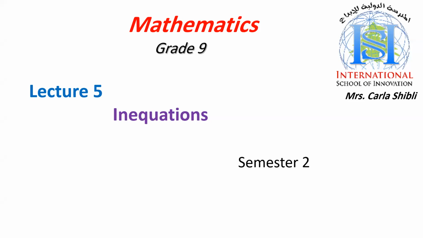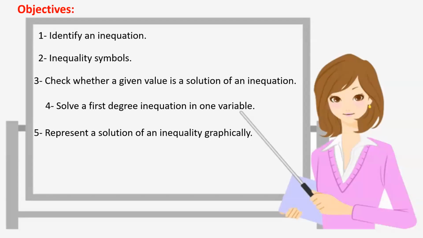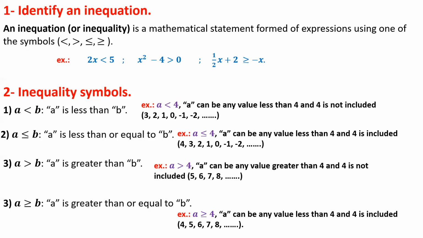What are the objectives of our lesson? Number 1, identify an inequation. Number 2, inequality symbols. Number 3, check whether a given value is a solution of an inequation. Number 4, solve a first-degree inequation in one variable. Number 5, represent a solution of an inequality graphically. Number 1, identify an inequation.